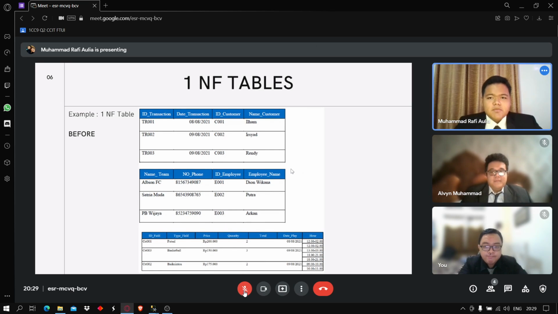Okay, so I'll explain first NF tables. This is the example of a 1NF table before. There's ID transaction, date transaction, ID customer, and name of the customer. TR001 is the ID transaction, the date transaction is 8th of August 2021, and the ID of the customer is C001. The name of the customer is Ilham, and so on.